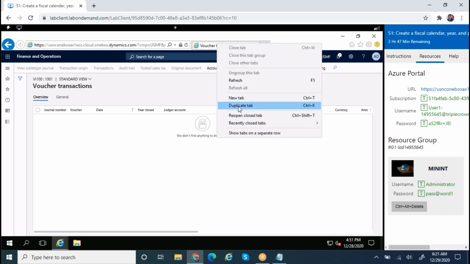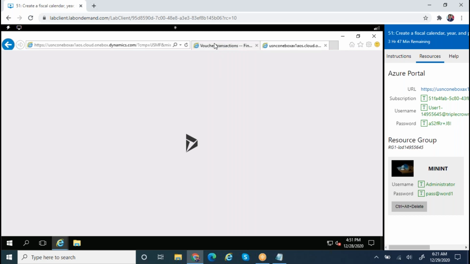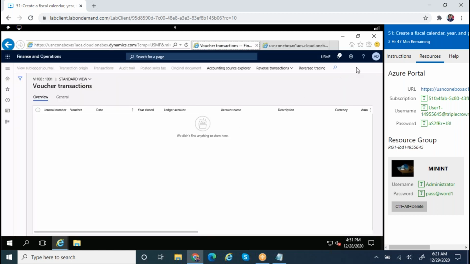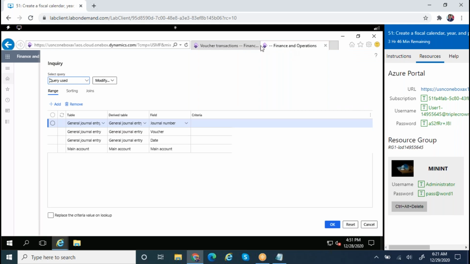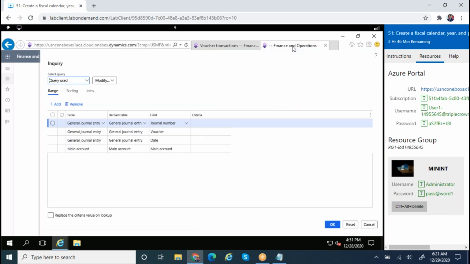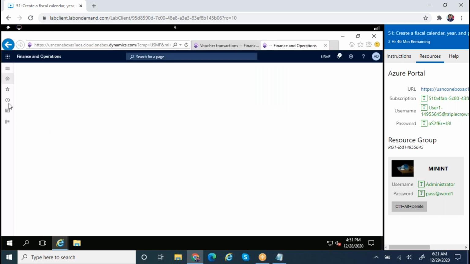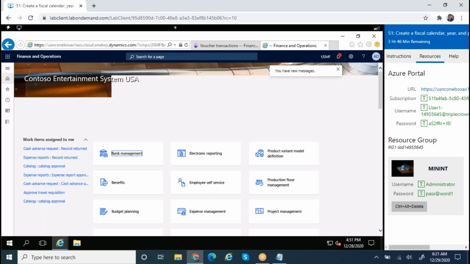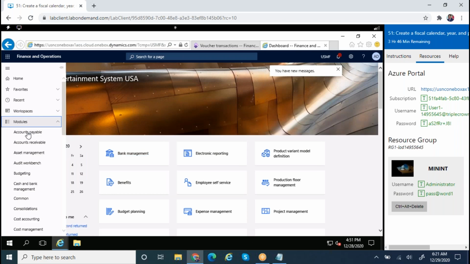Let me take a duplicate. Can you guide me why it is not showing? Any idea? If it is not showing in the voucher, what do I have to do? By this time we should know. It is general ledger.